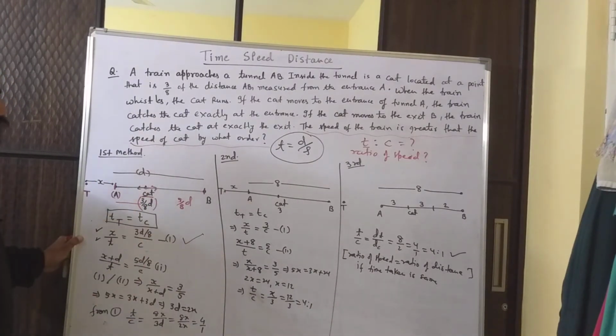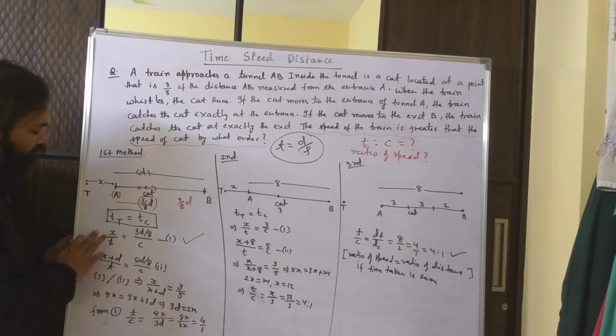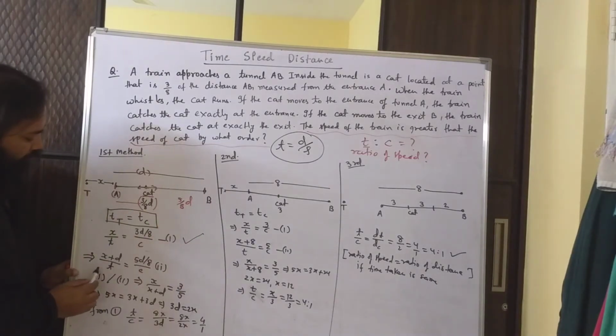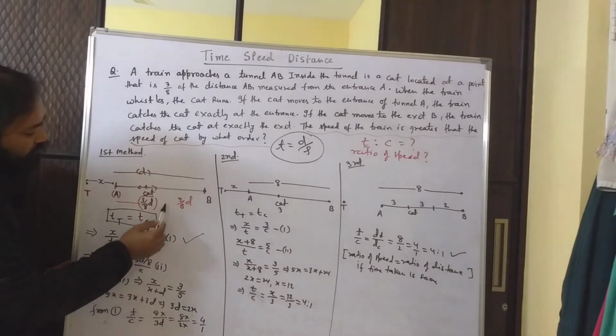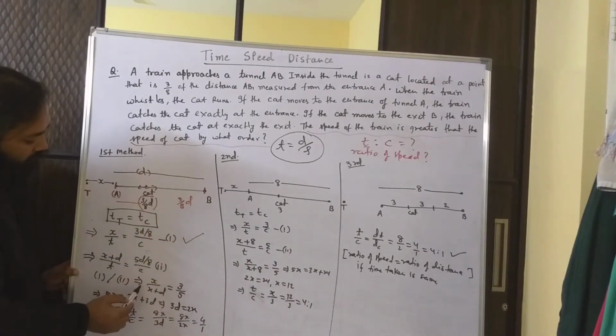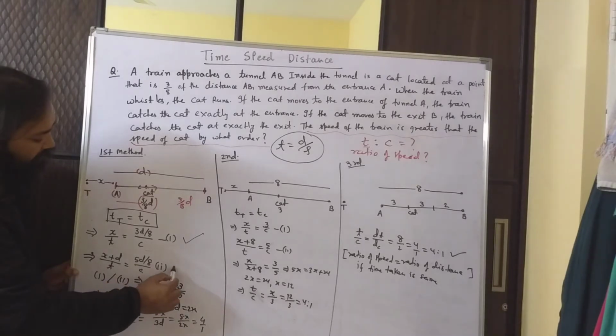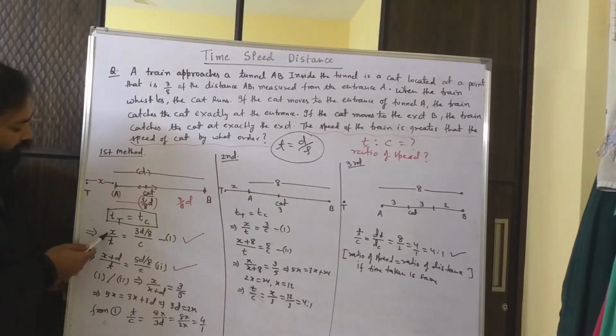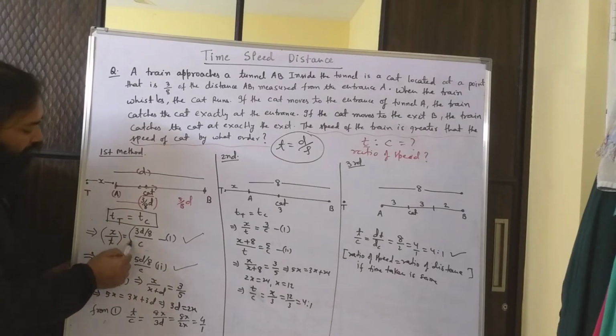Let us take another case when the cat goes to the other side. In that case, again, the distance traveled by the train will be x plus d, because the train will have to go from here to here and then here. So this will be x plus d and the speed of the train will still be t. So this is your distance by speed, and for the cat the distance will be 5d by 8 and the speed will still be c. So this is my second equation. This is the time taken by the train and this is the time taken by the cat, and they are going to be equal in both the cases, right?